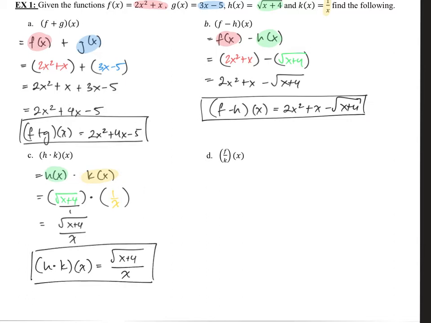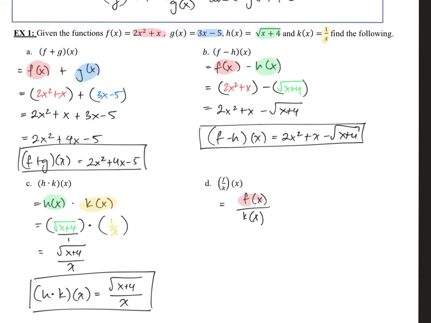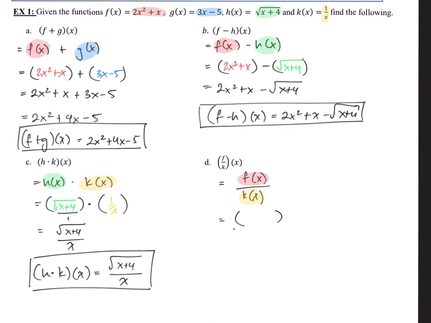And we're done, because that cannot be simplified. And lastly, we have the quotient. So this is going to equal f of x over k of x. And f I had in red, and k was in yellow. So that's going to equal f of x over k of x. F of x is 2x squared plus x, and k of x is 1 over x.